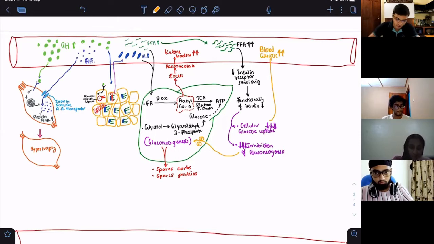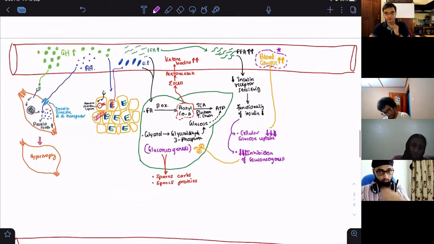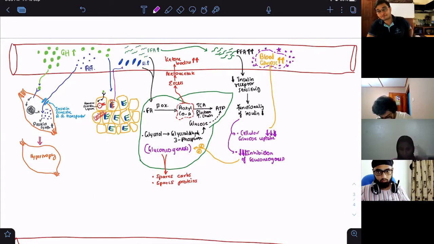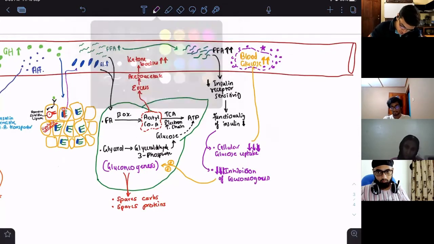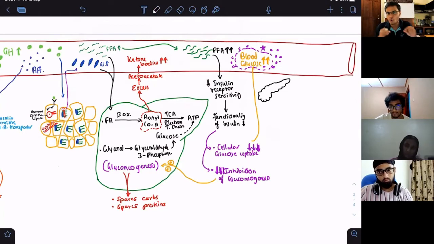Look at this. This is a very major point, guys. Highlight this, circle it, or put a star. These are among the most important points in this path: increased blood glucose. Now, when blood glucose is high, what do you think happens to this organ? What is this organ? This is our pancreas. Whenever blood glucose is high, what is going to happen with regards to the pancreas?